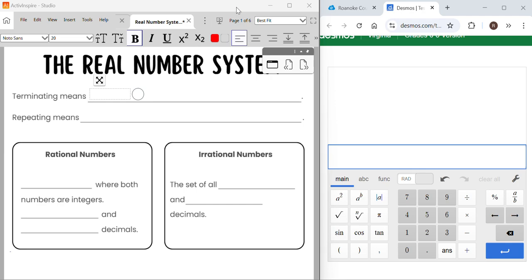Hey everyone, we're going to start by talking about the real number system. This is to fill in your notes or to keep you from getting behind if you're not in class. So we're going to start with the word terminating. Terminating means to come to an end. That means something is stopping.